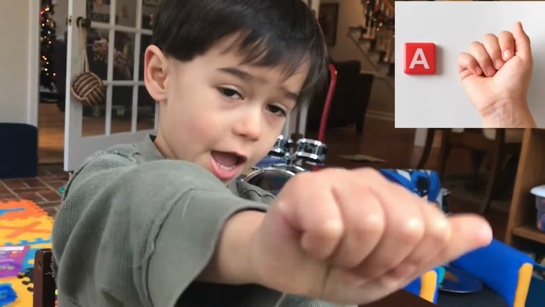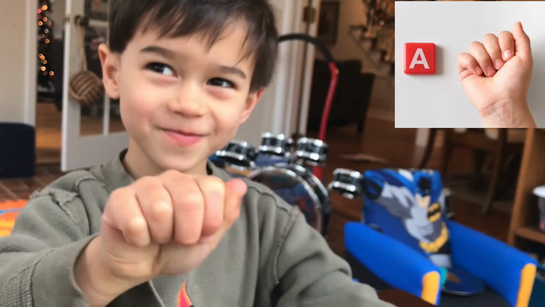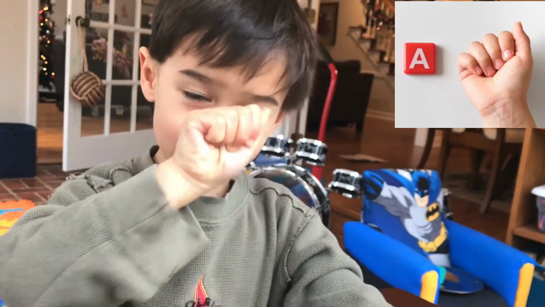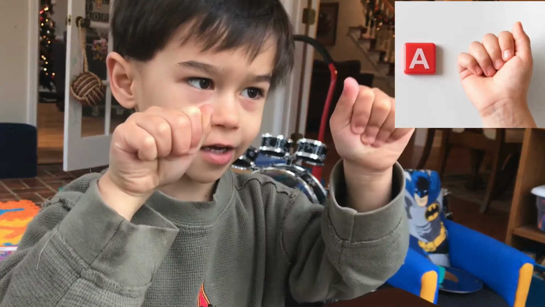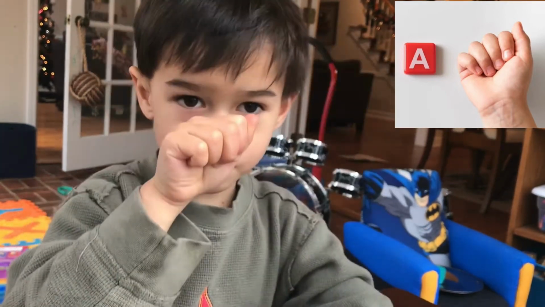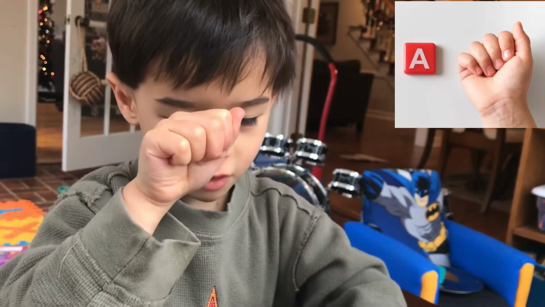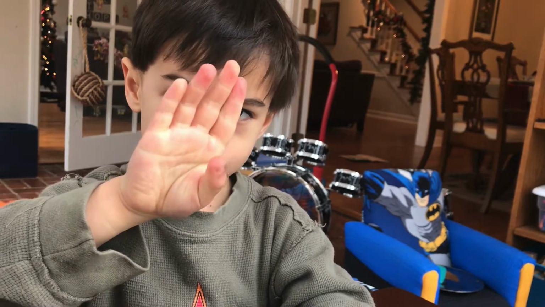This is A. Like apple. Apple? And what else? Airplane. That's right! Ambulance? What's next to A?